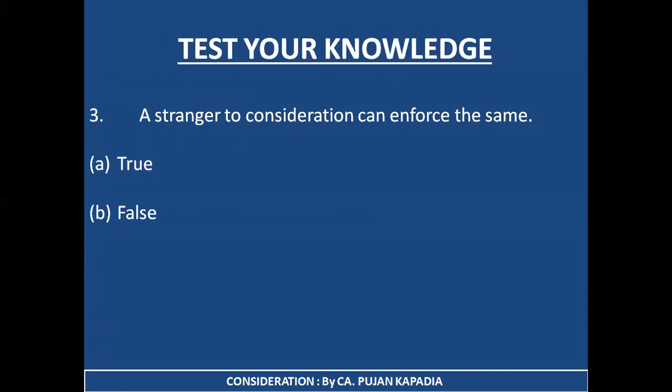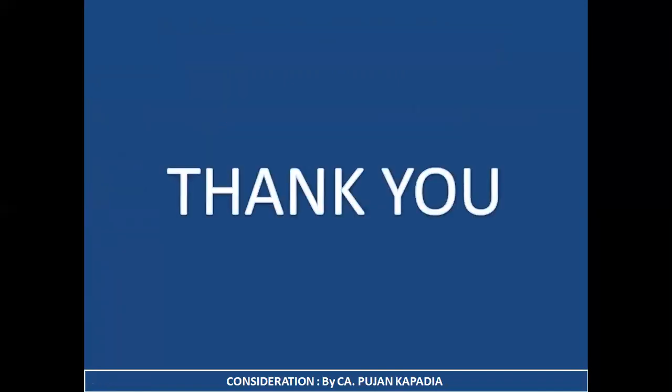Basically, the promise was by the daughter to pay an annuity to the uncle, but the daughter refused, saying that she had not received anything from the uncle. But the point held was that she had received property from the father. So consideration may come from a stranger. As a result, this is a correct statement: a stranger to consideration can enforce the same. So the correct option is option A. This is a true one. I hope you have got all the answers correctly.